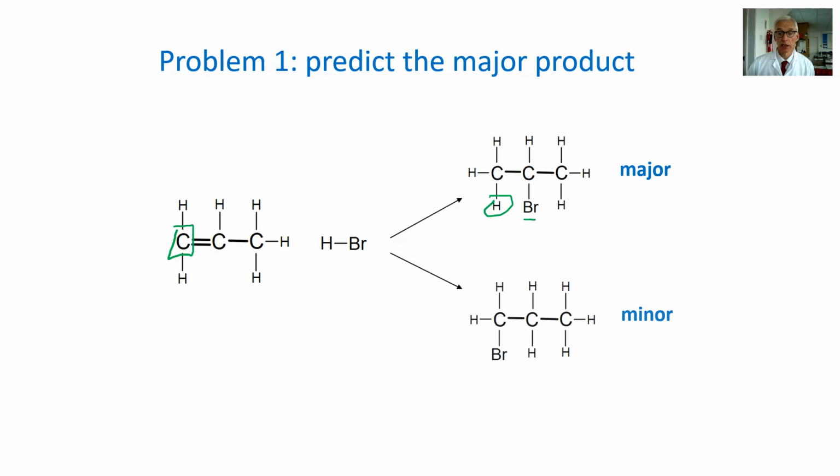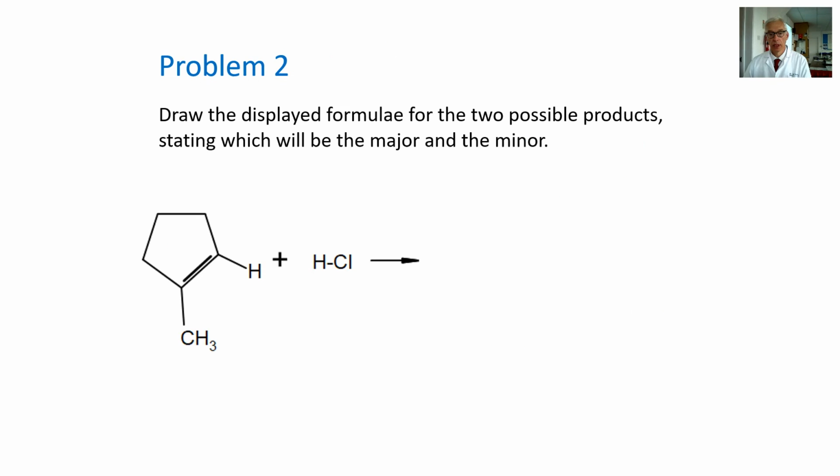The minor product, the reverse situation. We have 2-bromopropane and 1-bromopropane as our major and minor products. Okay, so let's move to a second problem. Draw the displayed formulae for the 2 possible products for the alkene as shown. Decide which will be the major and the minor. Pause the video and complete that task.